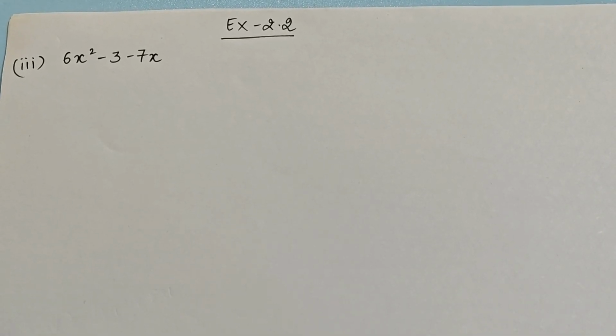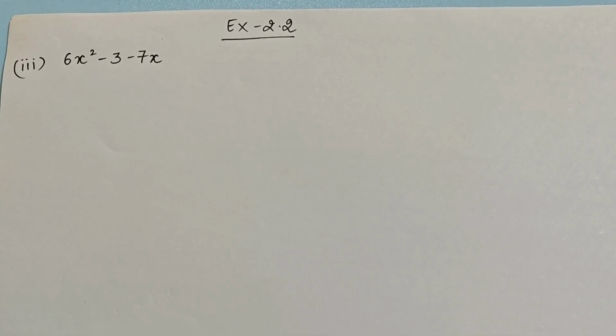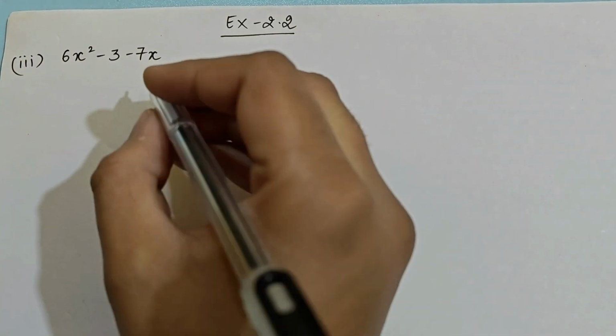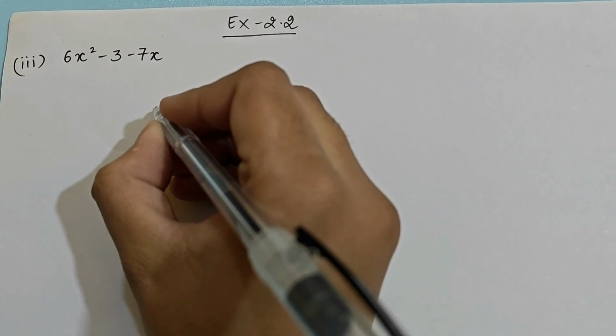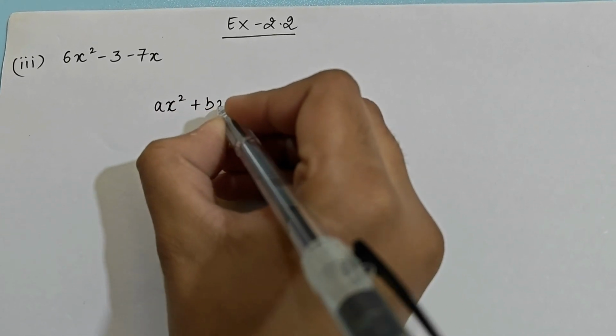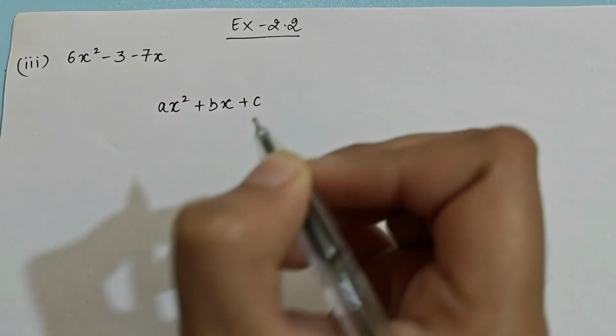So this is exercise 2.2, question number 1, part 3. 6x square minus 3 minus 7x, where we have to find the zero of this equation, and after that we need to verify the relationship between the zeros and the coefficients. Okay, so our general quadratic equation is ax square plus bx plus c.